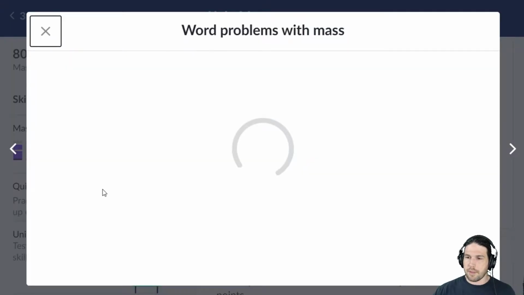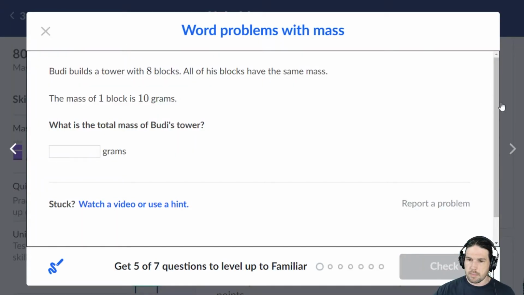Word problems with mass. Now, I want you to take a look at this problem and notice that this isn't actually a problem about mass.